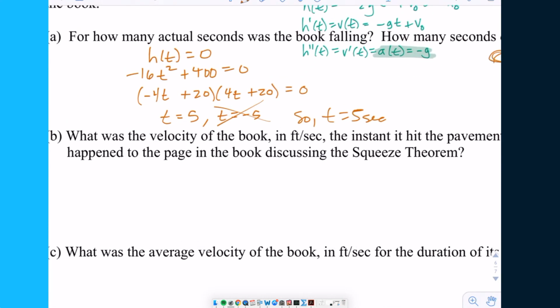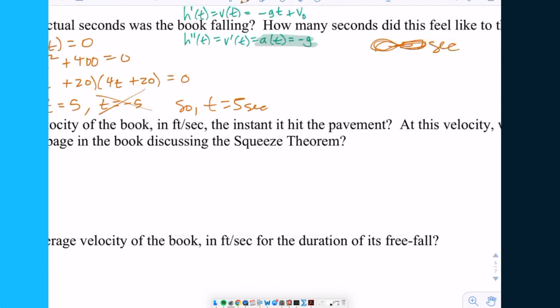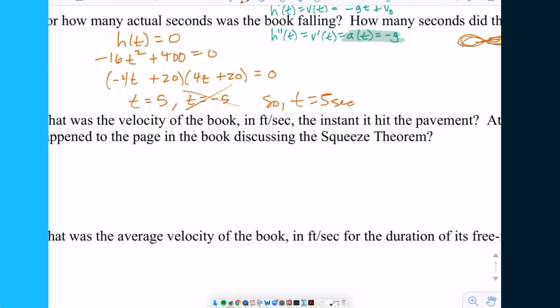All right, so anyway, 5 seconds. What was the velocity of the book in feet per second the instant it hit the pavement? That's an instantaneous rate of change. A lot of people say 0, right? But that is not correct. That's its instantaneous velocity, the immediate instant after it hits the pavement, not as it hits the pavement. Okay?